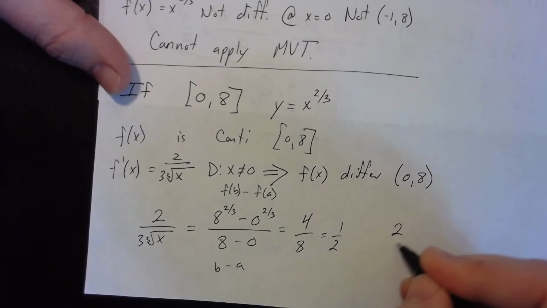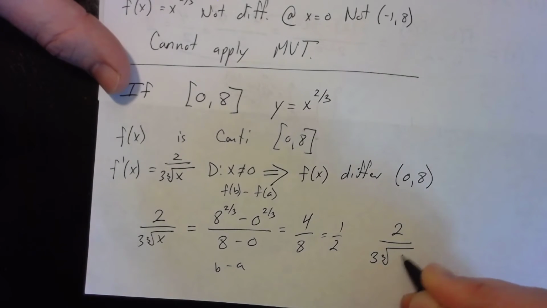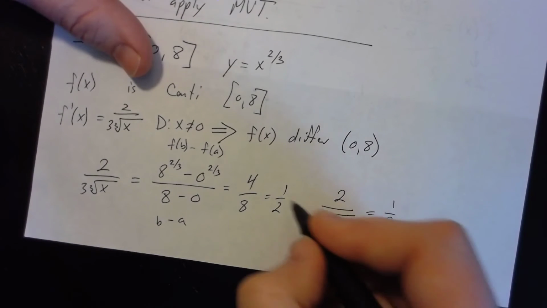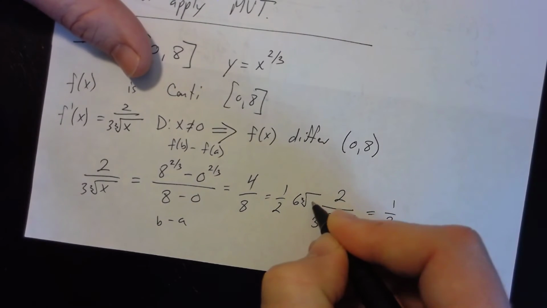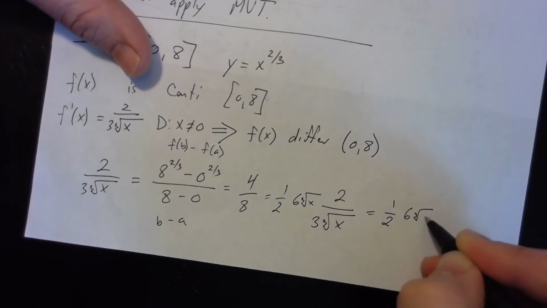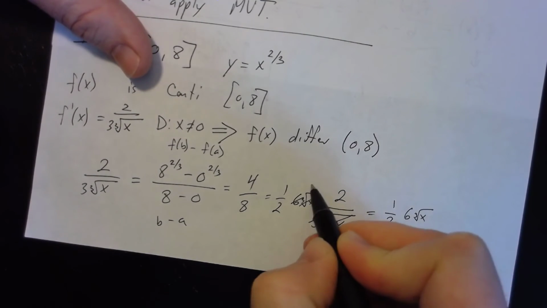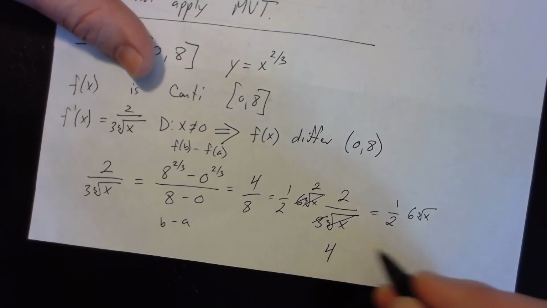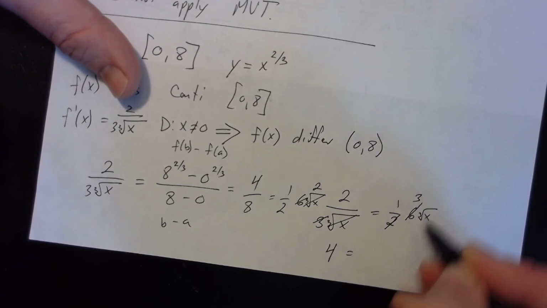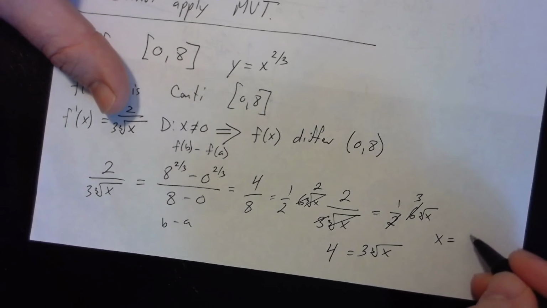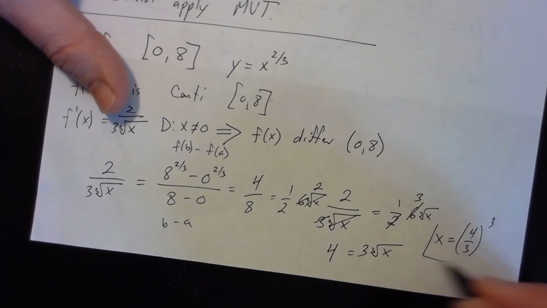And then I will simply solve this equation. 2 divided by 3 cube root of x equals 1/2. I will go ahead and multiply everything by 6 cube root of x. In doing so, it will allow me to eliminate all fractions. Again, 6 cube root of x on both sides of this equation. Over here, the cube roots of x will cancel out. The 6 and the 3 will cancel out, leaving me with a 2. So I have 2 times 2 is 4. Over here, the 6 and the 2 will cancel out, leaving me with a 3. So I have 3 cube root of x over here. I'll divide by 3, and I will cube both sides. This will provide me with x equals 4 over 3 cubed as the value that will work.